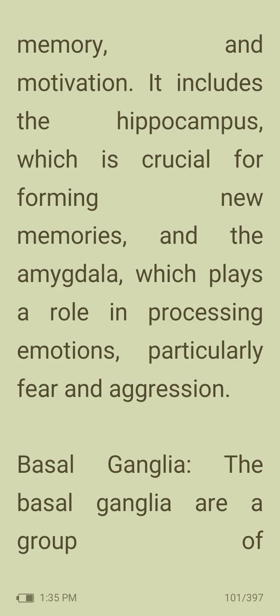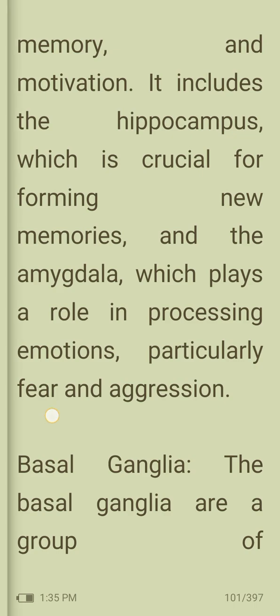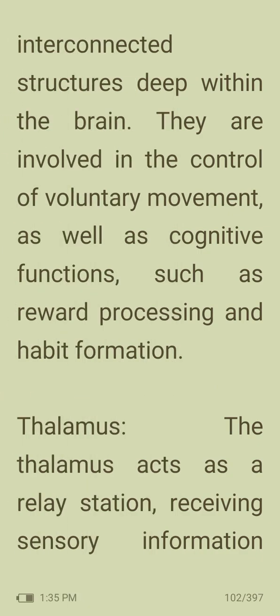Then, basal ganglia. The basal ganglia are a group of interconnected structures deep within the brain. They are involved in the control of voluntary movement as well as cognitive functions such as reward processing and habit formation.